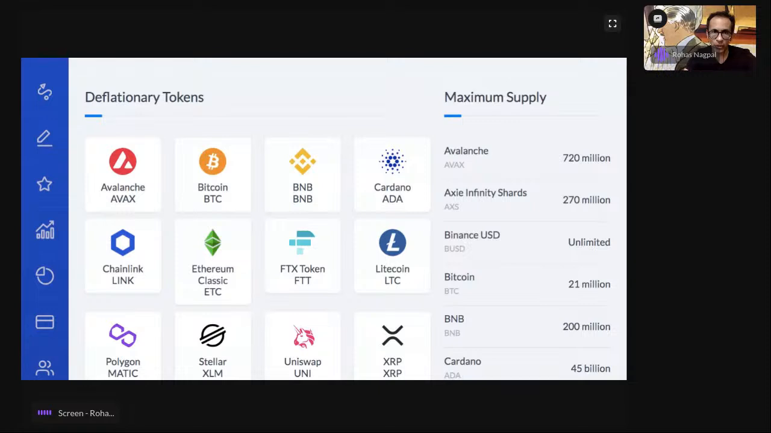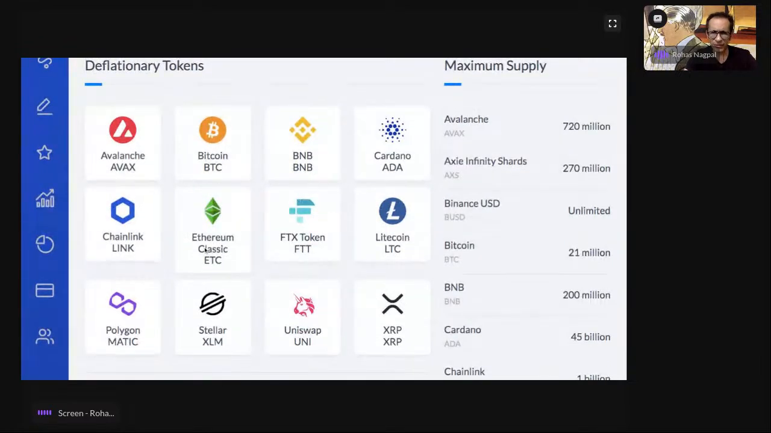So for example, when we talk about Avalanche, the maximum is 720 million. And when we talk about Bitcoin, we all know it's 21 million. So a crypto asset having a finite specific maximum supply is called a deflationary token. And these are some of the top deflationary ones, the ones that I personally follow. So there's Avalanche, Bitcoin, Binance, which is now called BNB, Cardano, Chainlink, Ethereum Classic, which is kind of like the original version, FTX token, Litecoin, Polygon, Stellar, Uniswap, and XRP.